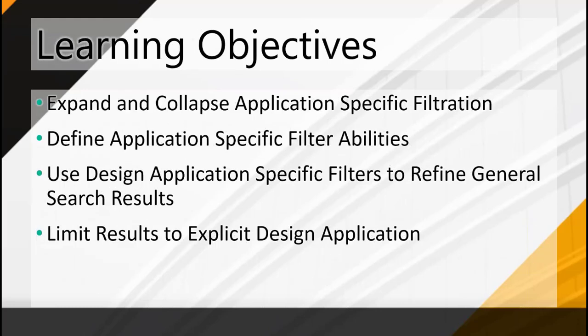Let's talk about some of the objectives that we're going to cover today. We're going to talk about getting access to the application-specific filters. We're going to take a look at what they are. We're going to use them to refine some general search results, and we're also going to take a look at limiting results to an explicit design app so that you really get the best of everything that you want. You can combine and mix and match these things as you see fit.